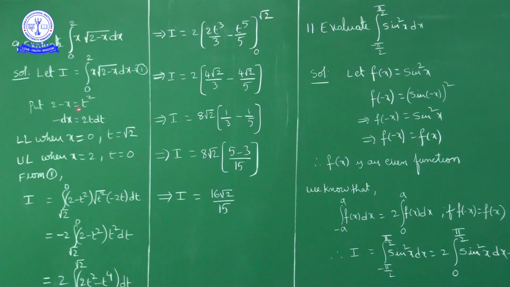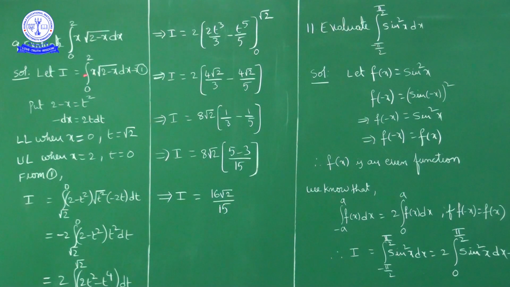Now differentiate, what will we get? Minus dx is equal to 2t dt. So dx is equal to minus 2t dt. Now the lower limit: when x is equal to 0, t square equals 2, nothing but t equals square root of 2. Upper limit: when x is equal to 2, t square equals 0, nothing but t equals 0.